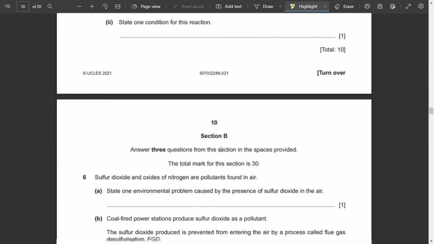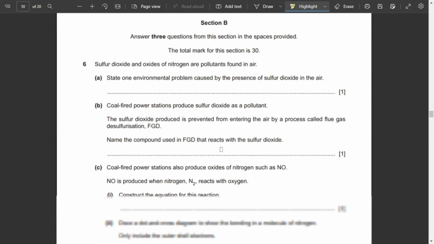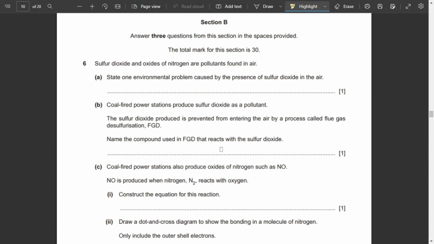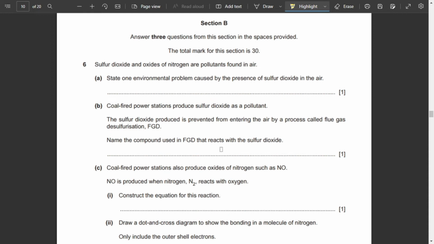Moving on to section B, question number 6. Sulfur dioxide and oxides of nitrogen are pollutants found in air. Part A says, state one environmental problem caused by the presence of sulfur dioxide in the air. Sulfur dioxide in the air can cause acid rain, which is a huge problem. You can write acid rain.